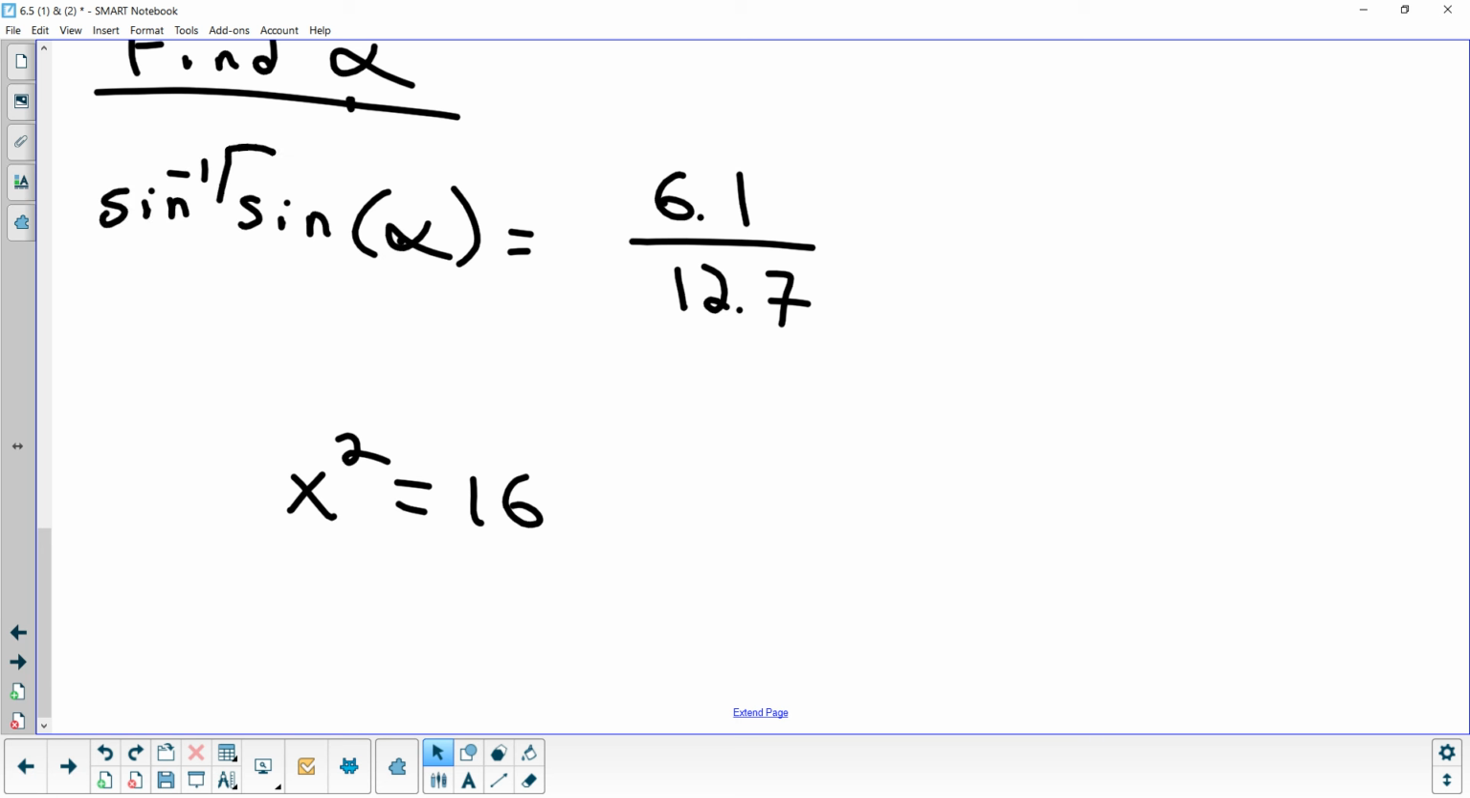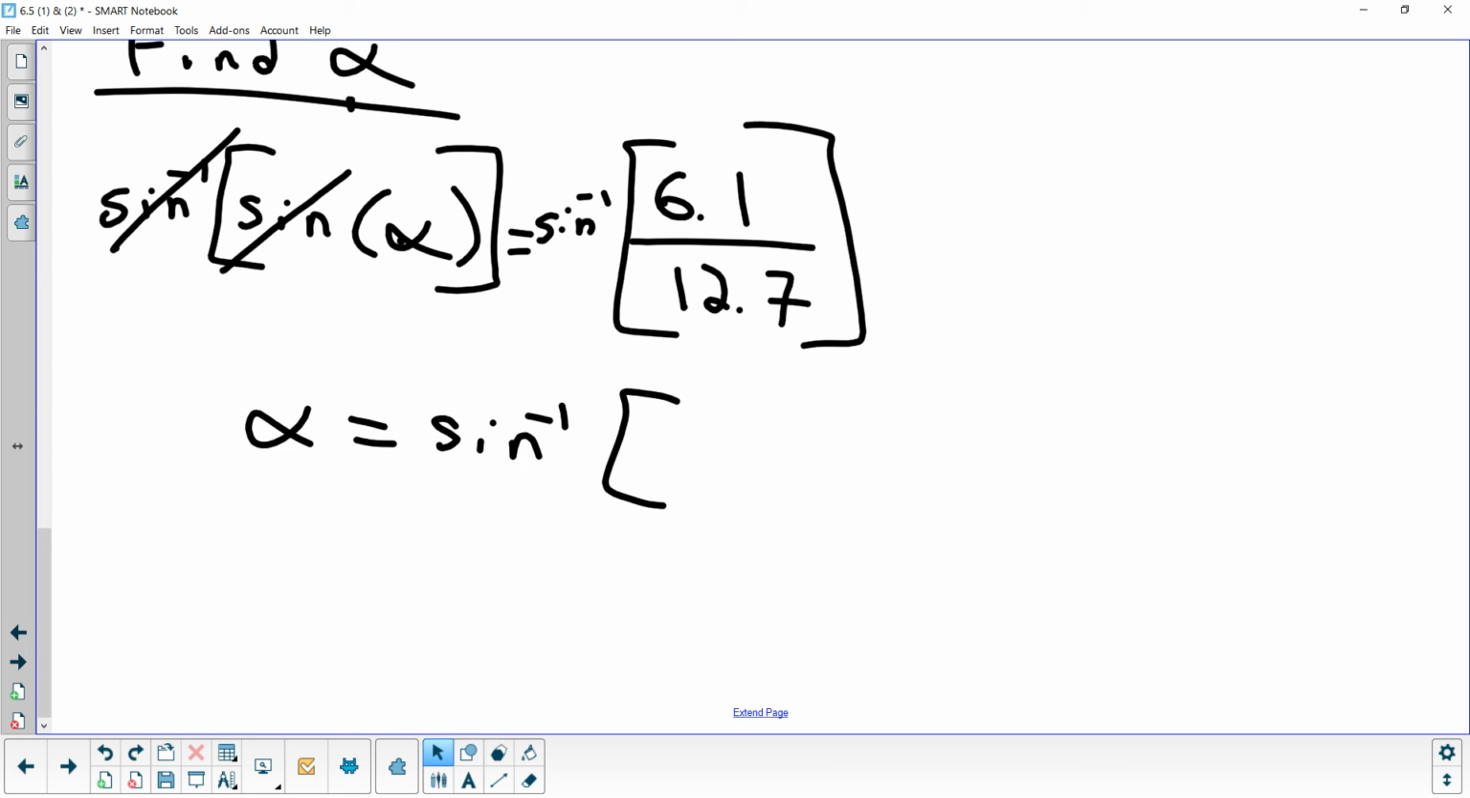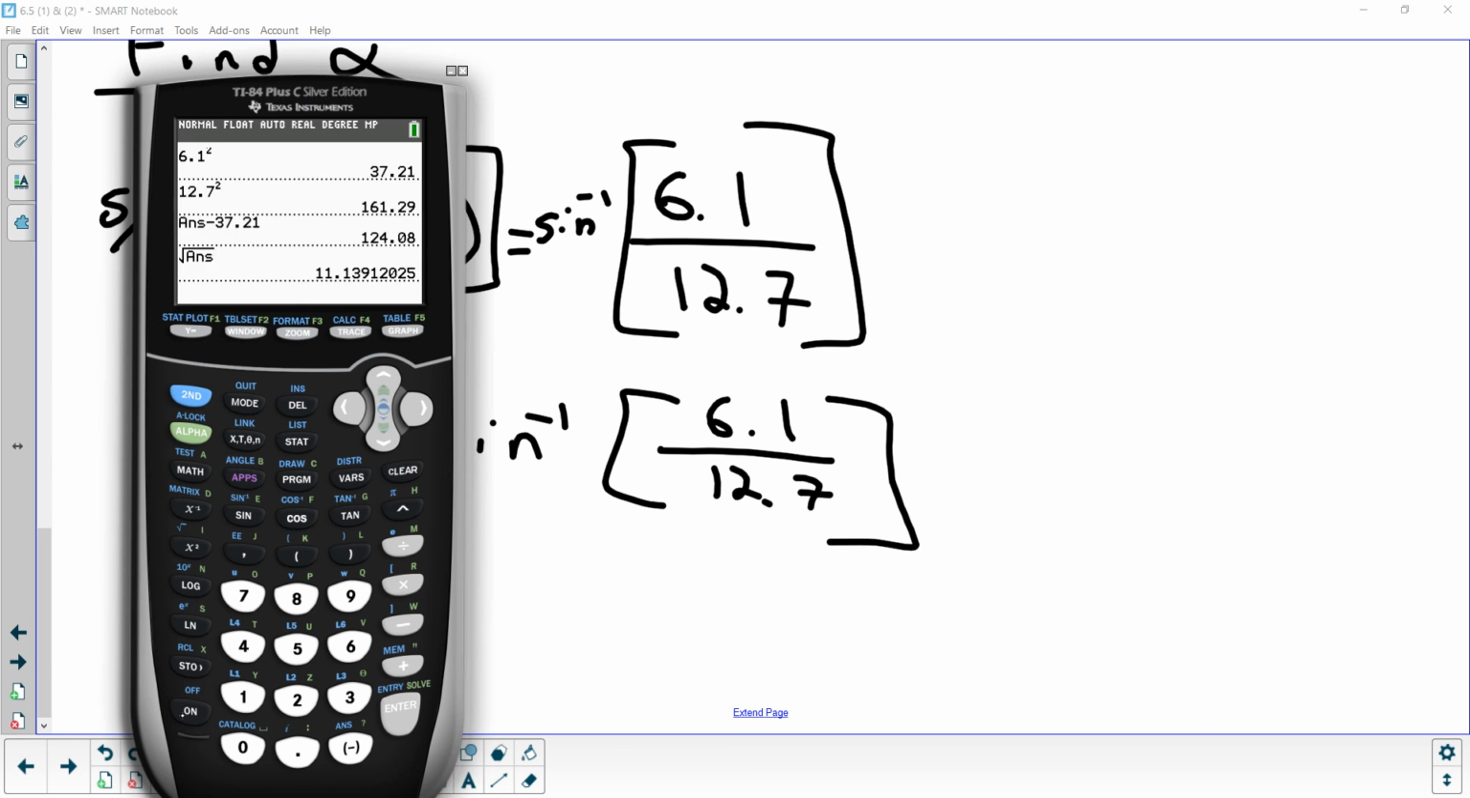Take the inverse sine of all of that and take the inverse sine of all of that. You could use parentheses, I just use the bracket. And then inverse sine and regular sine cancel each other out. And there's your answer. The inverse sine of 6.1 divided by 12.7.